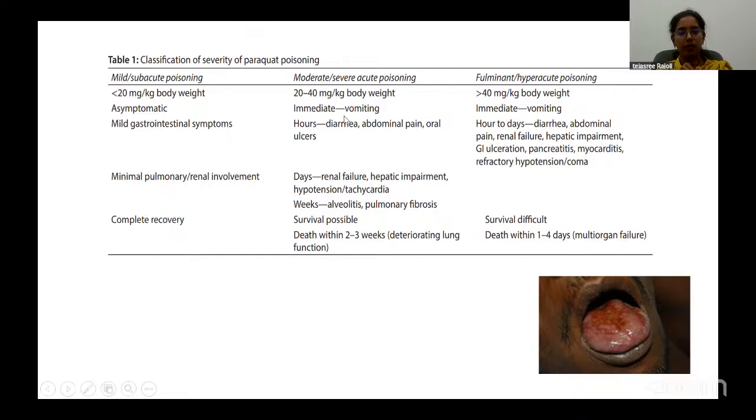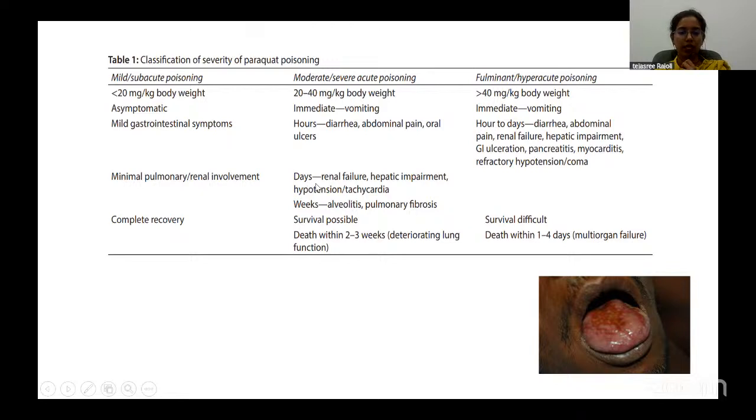Moderate intake patients will usually have taken 20 to 40 mg per kg body weight of the poison, and they will have immediate presentation with vomiting, and hours later it will cause diarrhea, abdominal pain, and oral ulcerations. During the vomiting period, if we take an ABG, usually they will have alkalemia. Once the diarrhea sets in, hypovolemia and AKI set in, and they will go into acidosis. This is usually within hours of the presentation.